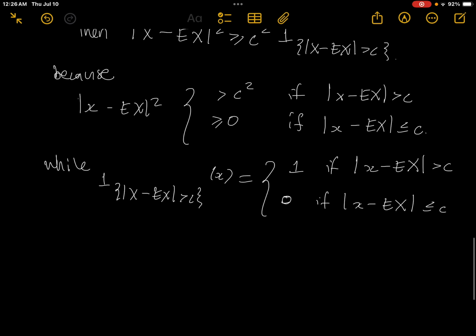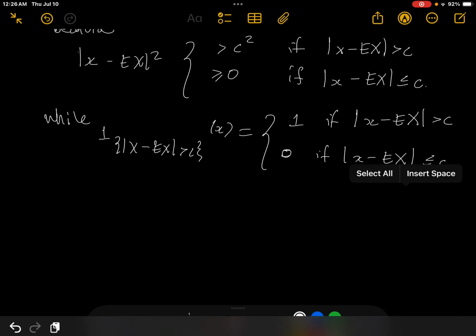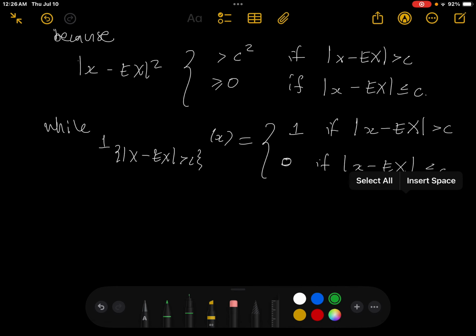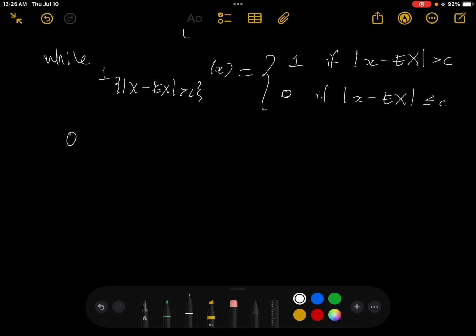Okay. Now how do we use this fact? Well, we are supposing that the variance of x is 0. So we have 0 is equal to the expectation of the absolute value of x minus ex squared. Right? That's just the variance of x. And we know that this is greater than or equal to c squared times the expectation of the other random variable.